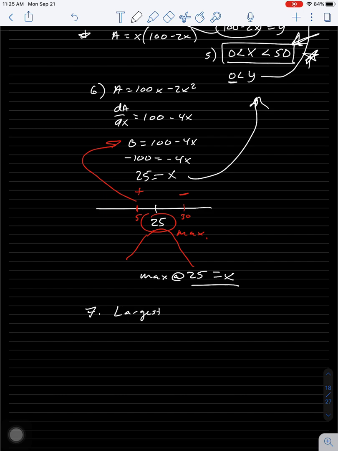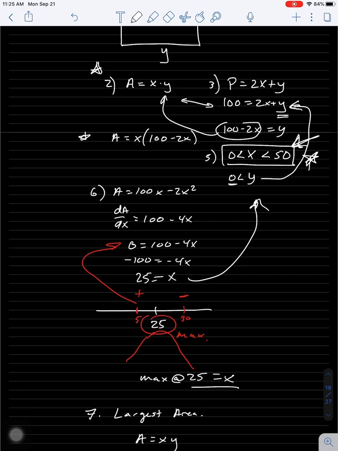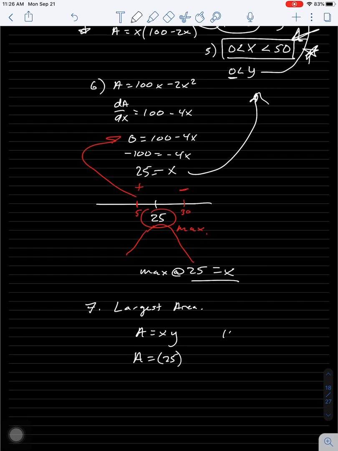So largest area, well, the area function is x times y. And so in order to plug these values in to find the area, I know what x is, but I need to know what y is. And oftentimes this second equation up here in step number 3 is what relates your x and your y, or your two variables, whatever they are. So that will help you find your corresponding y value. Okay, and y is going to be 50.